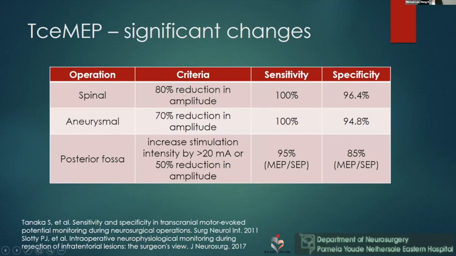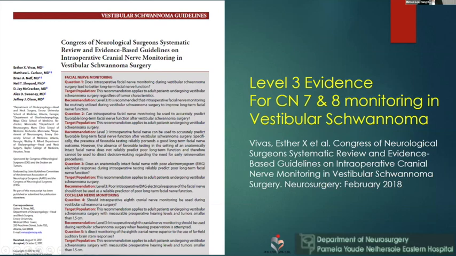So if you are talking about these criteria, say in spinal surgery, if you are using the 80% decrease in amplitude, then you have 100% sensitivity and also 96% specificity. So these are very good figures. And in aneurysm surgery, in the paper, they use 70% reduction in amplitude, also very good sensitivity and specificity. And in posterior fossa surgery, they combined the testing of motor evoked potential and somatosensory evoked potential. The criteria was increased stimulation intensity by 20 milliamp and/or 50% reduction in amplitude. Also very good in sensitivity, a little bit worse in specificity, but still quite good actually. So for cranial nerve 7 and 8 monitoring in vestibular schwannoma, we only have level 3 evidence.